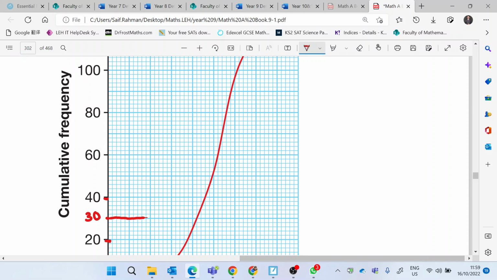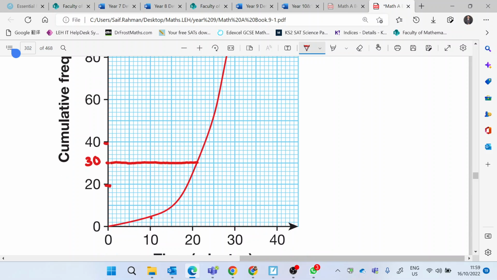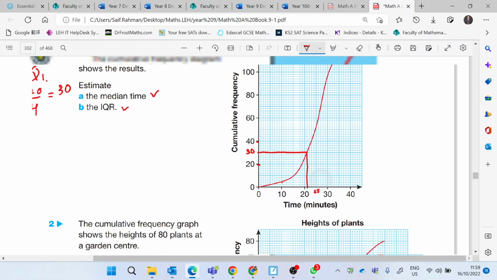We'll cross it here and bring it down to this point. So the time from this point to this point, it's 30. You can say 20, 21, 22, 23, 24, 25. So this point is 25, and this point here is 21. So this is our Q1.